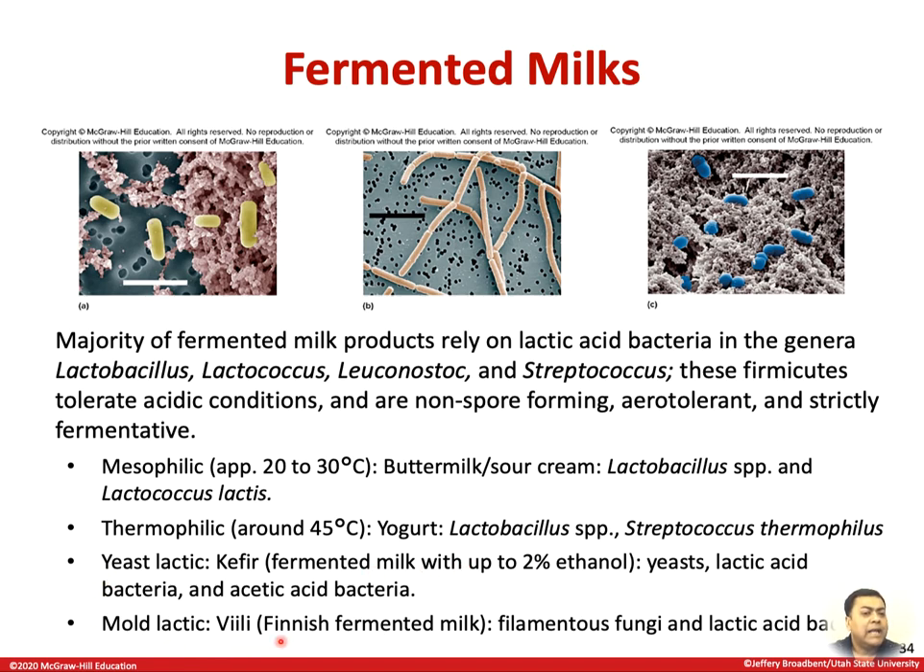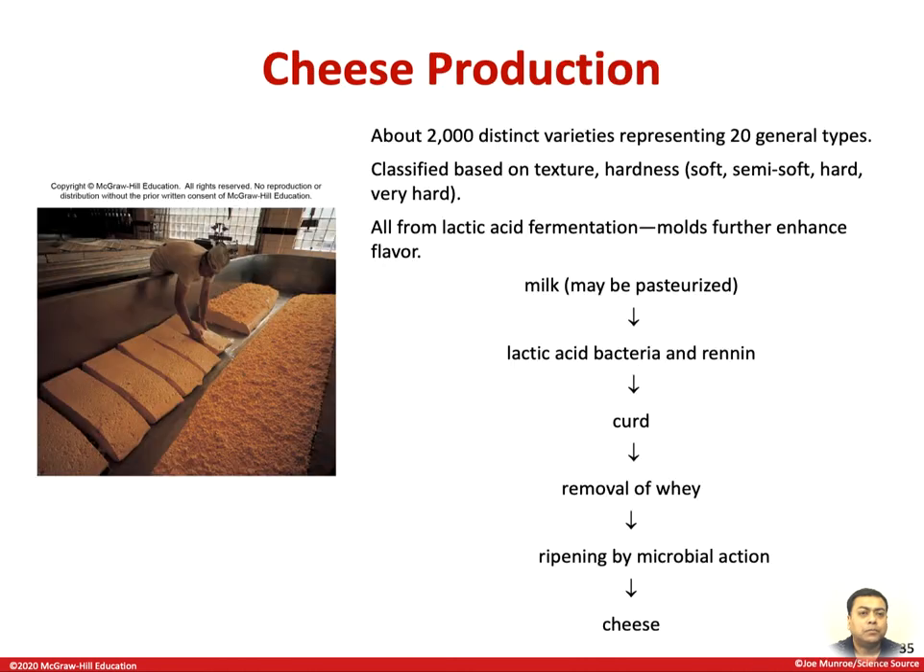There is also another example. Viili is a Finnish fermented milk, and this uses a filamentous fungus known as Geotrichum candidum. This is basically a mold. This is a very specialized product, with a smooth, velvety texture that is given by this filamentous fungus. Along with that, some lactic acid bacteria are also used to produce Viili, the Finnish fermented milk.